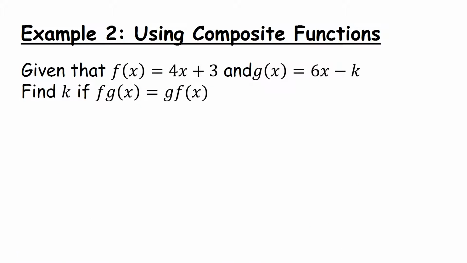So let's look at example 2. This is where we can use composite functions. So they've given us two functions again. They've said f of x is equal to 4x plus 3 and g of x is equal to 6x minus k. Find k if f after g of x is equal to g after f of x. So notice that we're using a different notation for g after f of x than we had in the previous question, but both still mean the same thing.